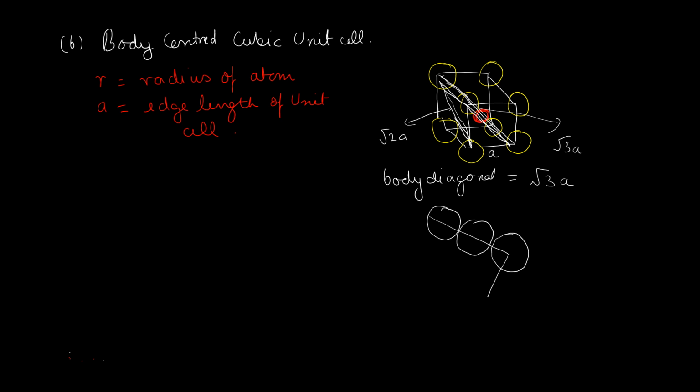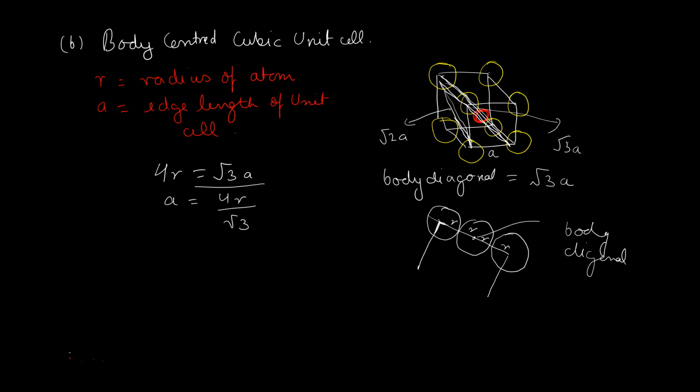This is the position, and if this is the body diagonal, it means this is r, this is r, this is r, and this is r. So 4r is equal to √3a. So you can say a is equal to 4r upon √3. So this is the relationship between a and the radius.